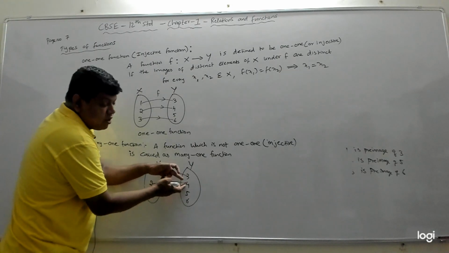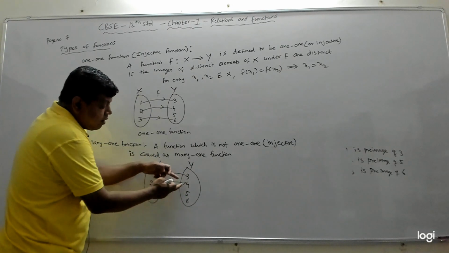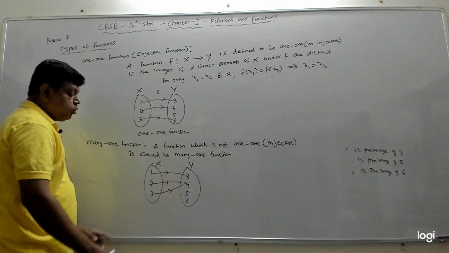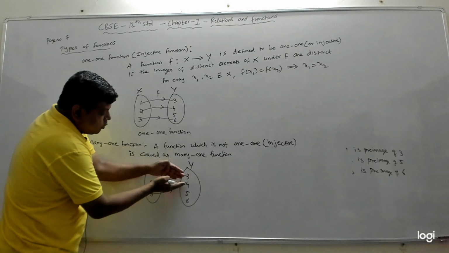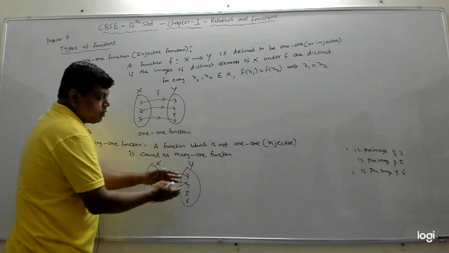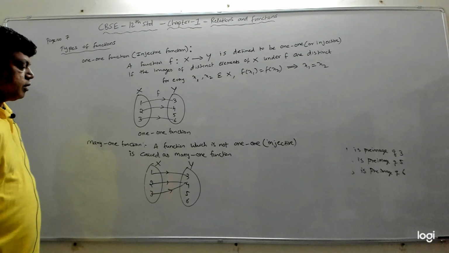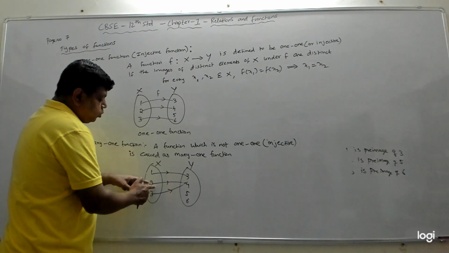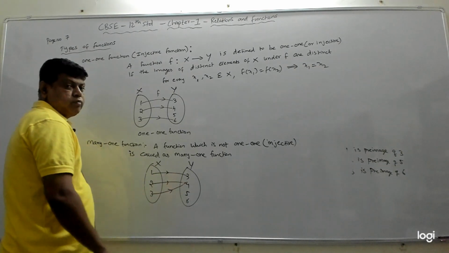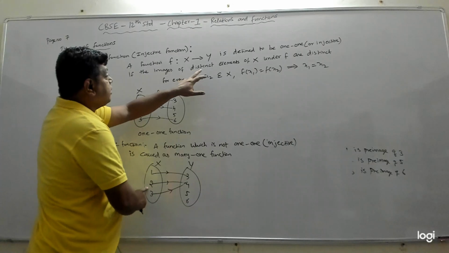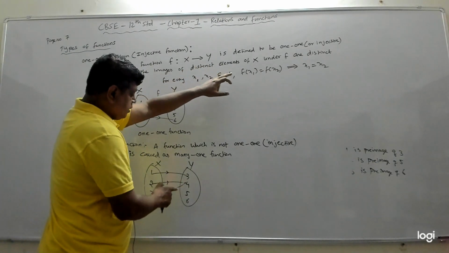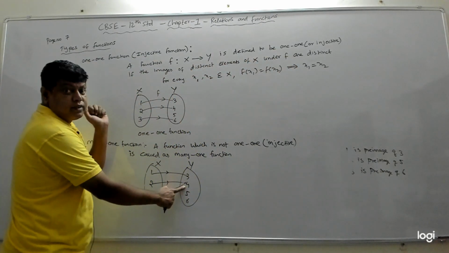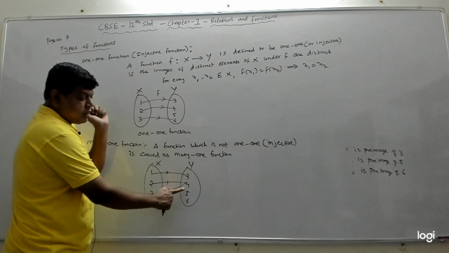2 different elements can have the same image. So this is called many to one, because many elements are going to 1. This is a many to one function. This is not a one to one function because 2 goes to 4, 3 also goes to 4, which means the 2 distinct elements of X, the images are not distinct. Images should be distinct for one to one. Here the image is the same, which is 4.